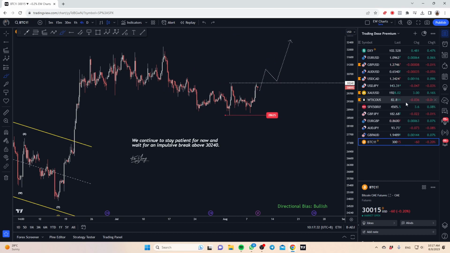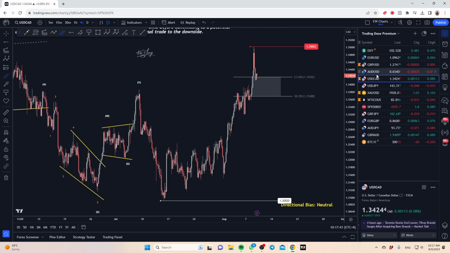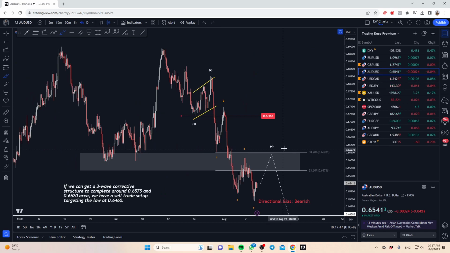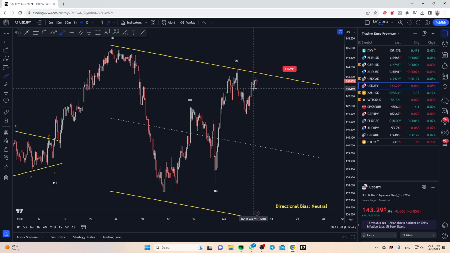So I think the bulk of the opportunity within the week is still mainly the majors, right? So like you have euro dollar, pound dollar in the short run. Dollar Canadian potentially, but needs to see how it's going to develop first. Aussie dollar, we may have a decent swing. If this comes back correctively, we may have a decent swing trade from maybe late this week going into next week. Dollar yen here, potentially something that can build in tomorrow.